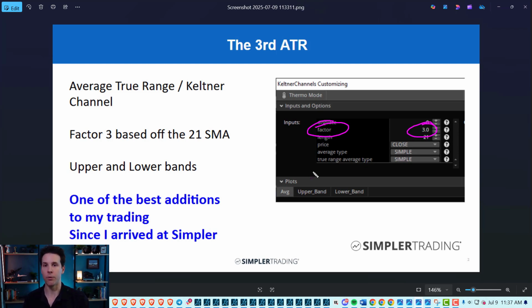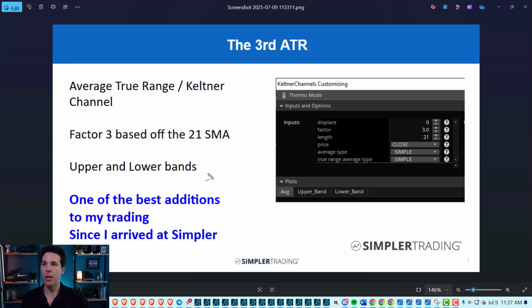You can do 1 factor, 2 factor would be the first or second ATR. You could even do the 4th ATR or anything in between. I just find that the third ATR seems to really work well for me and what I look for out there. Length is going to be based off of the 21 simple moving average. Now that's another way to look at it. And then I really only care about the upper and lower bands. So you can see here upper and lower bands. And the average is going to be the middle line. I don't need that because I already use a 21 EMA, and it's pretty much close enough.